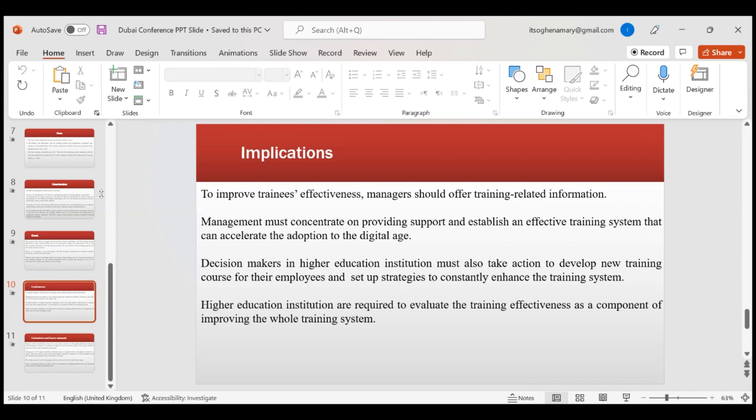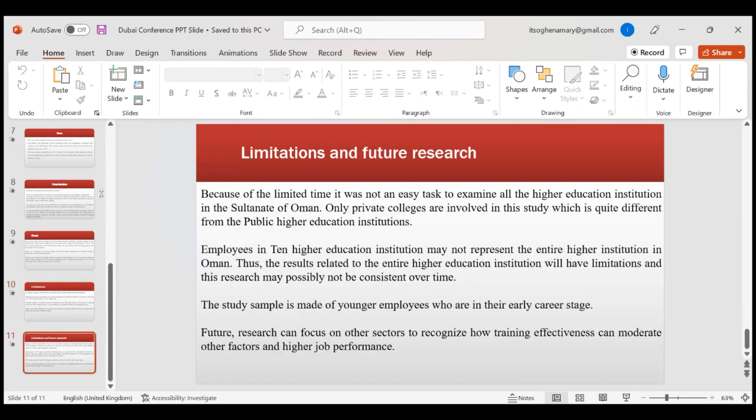Apart from that, higher education institutions are required to evaluate the effectiveness of training as a component of improving the whole training system. So higher education institutions have an important role to play in this regard. There is no research without limitation. This research is not without exception.